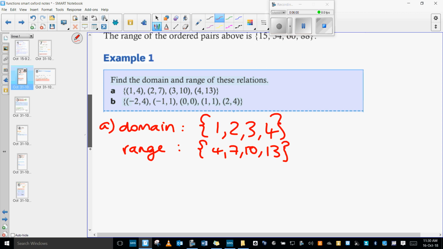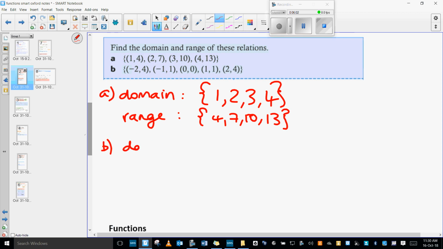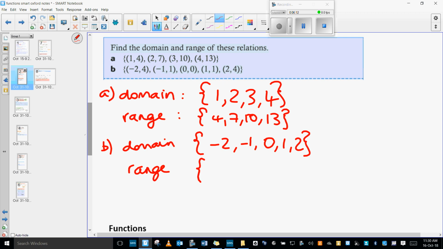B, domain. -2, -1, 0, 1. And range. 4, 1, 0, 1. Now, this is where you need to stop. 4, 1, and 0. Why did I not write 1, 4? Because it's the same thing. You don't repeat things in these, so you would only list them once. So your domain is all of those numbers, your range is just 4, 1, 0.